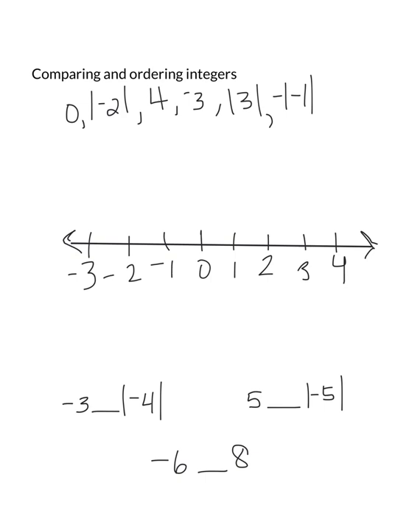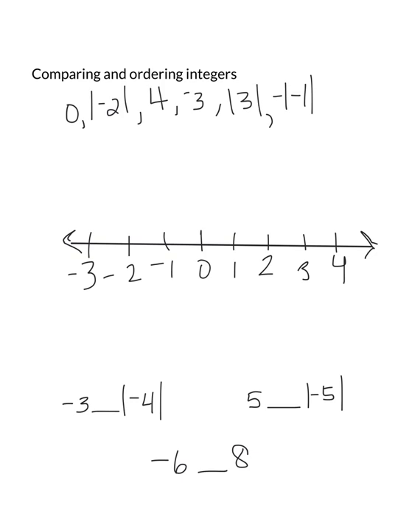When comparing and ordering integers, you can use a number line and place those integers on that number line to decide which order they go in from least to greatest. So when I'm looking at these integers here, I see that I have 0, absolute value of -2, 4, -3, absolute value of 3, and then negative the absolute value of -1.